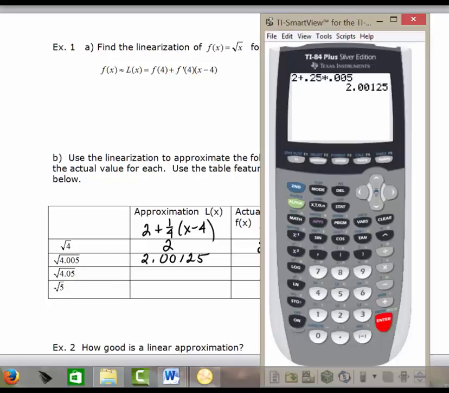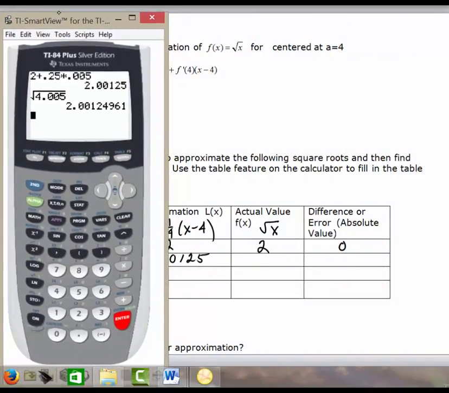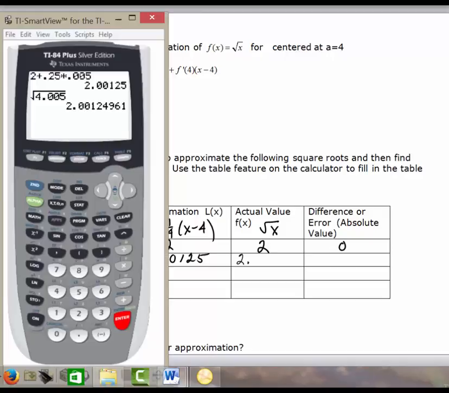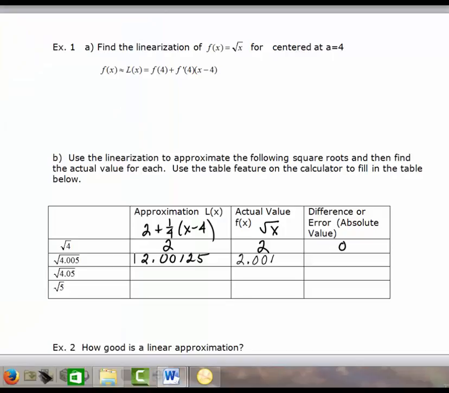Now let's actually find the square root of 4.005 using our calculator. Not too bad. All right, the value is pretty close. We've got 2.00124996. And that's all I can fit there.